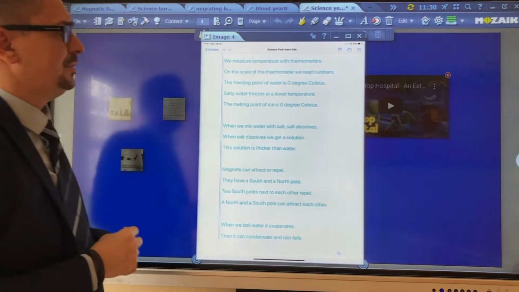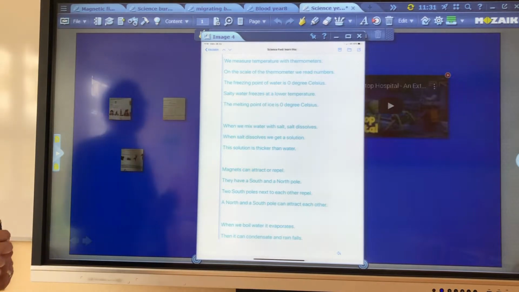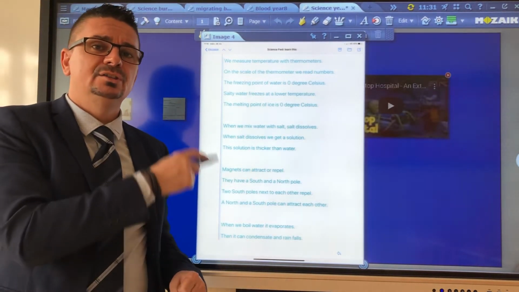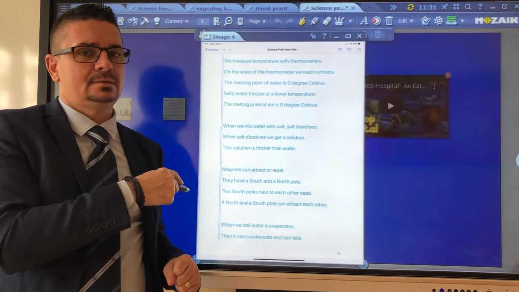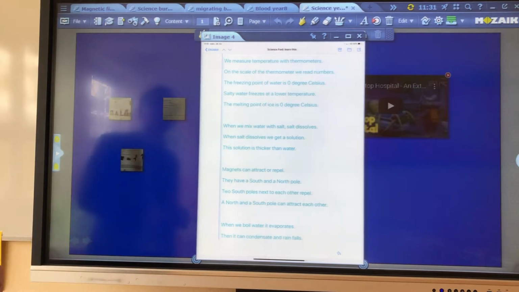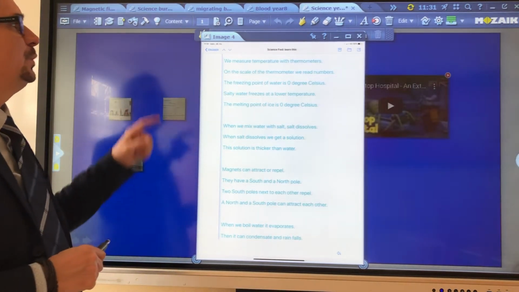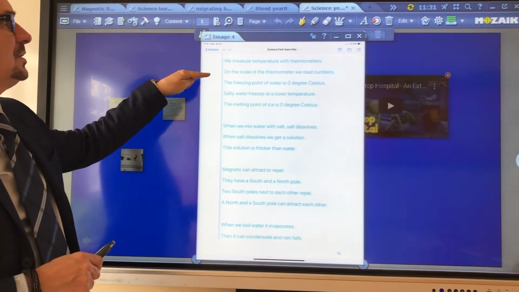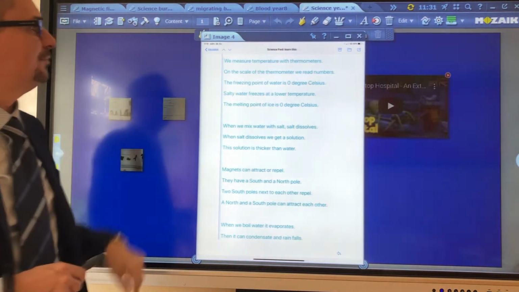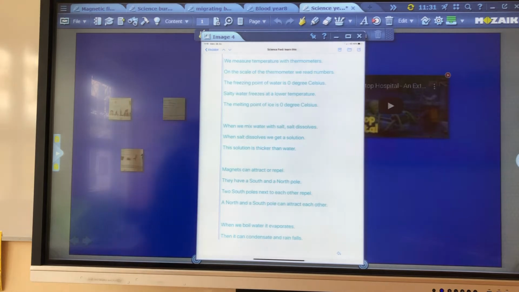First, let's start with a quick recap on the things we learned so far. I sent you this earlier. You can also write this down in your exercise book to practice and read it with me. Ready, steady, go. We measure temperature with thermometers. On the scale of the thermometer, we read numbers. The freezing point of water is 0 degrees Celsius.